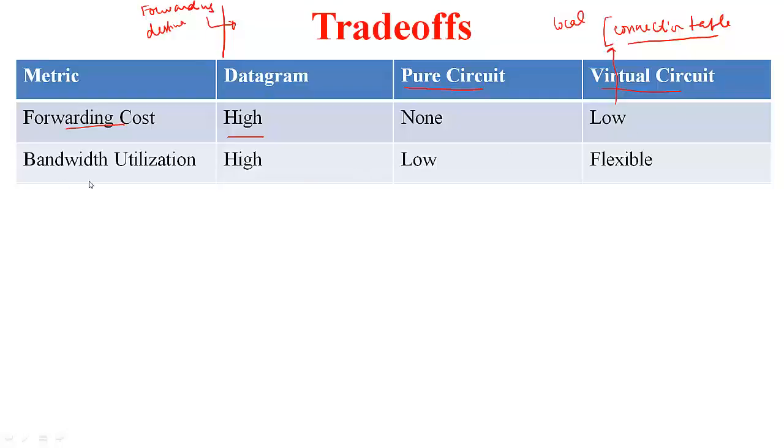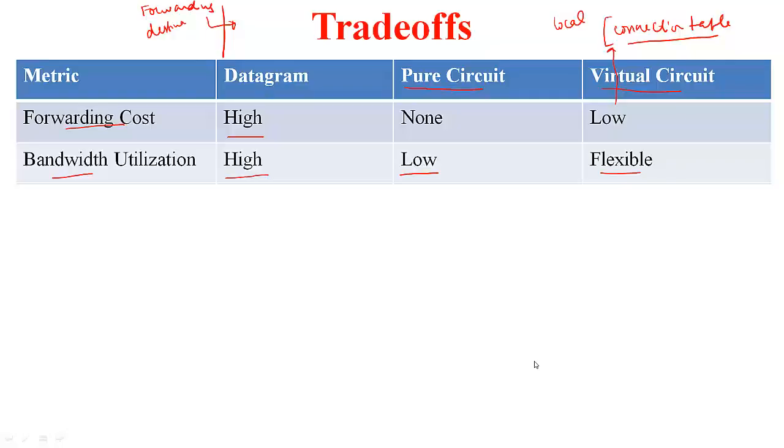In terms of bandwidth utilization, the datagram has the highest bandwidth utilization because it employs statistical multiplexing. In pure circuit switching, this is low because you are giving dedicated access to the resources. If a user is not using it, the resources will go waste. In virtual circuit switching, because you're using a combination of circuit switching and packet switching, this can be made flexible. In other words, only for those flows that need reservations you reserve. For the rest of the flows, they just do statistical multiplexing.